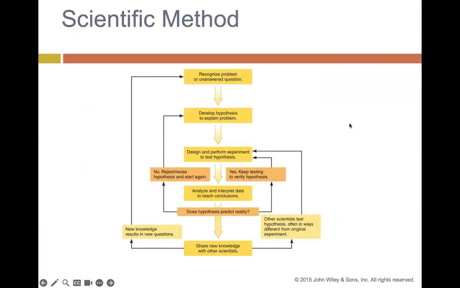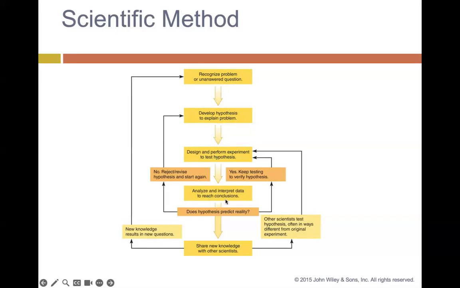The scientific method then is a very important way that scientists use to discover new material and test it and see how it can stand up with other questions. The scientific method starts by recognizing a problem or an unanswered question, and then developing a hypothesis to explain that problem. Then an experiment is designed to test the hypothesis.